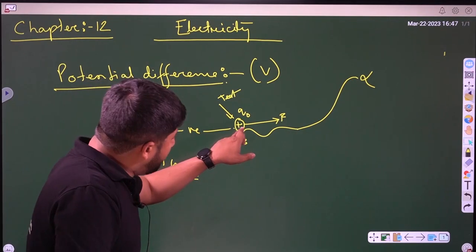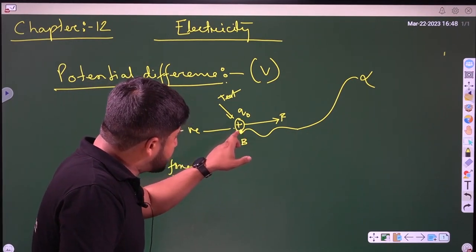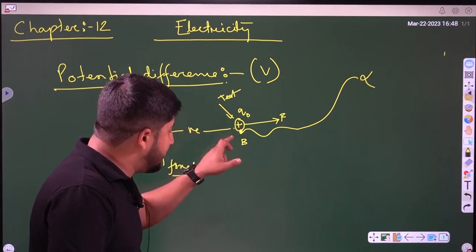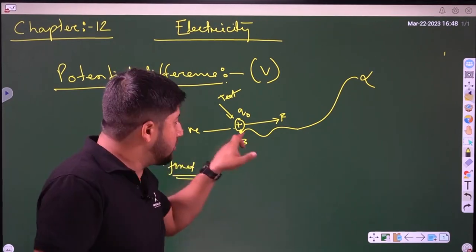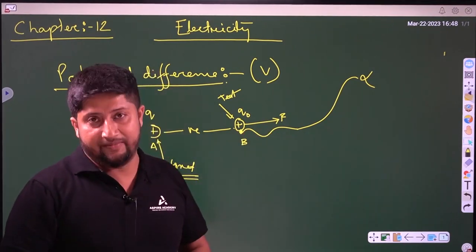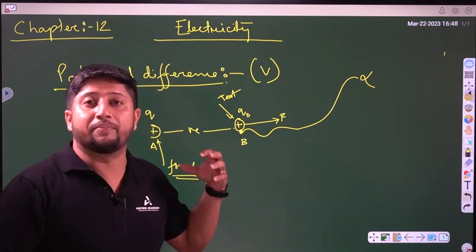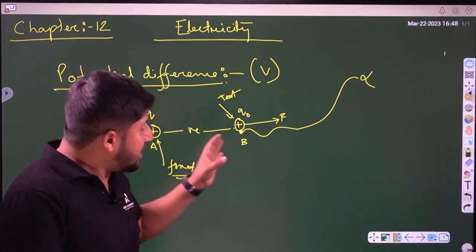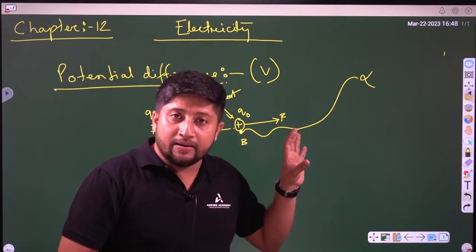Here we have to place one charge Q naught at a point B. So what will happen? Due to the repulsion, a force is developed here, and this force is called repulsive force. Okay. So now, what is called potential difference?